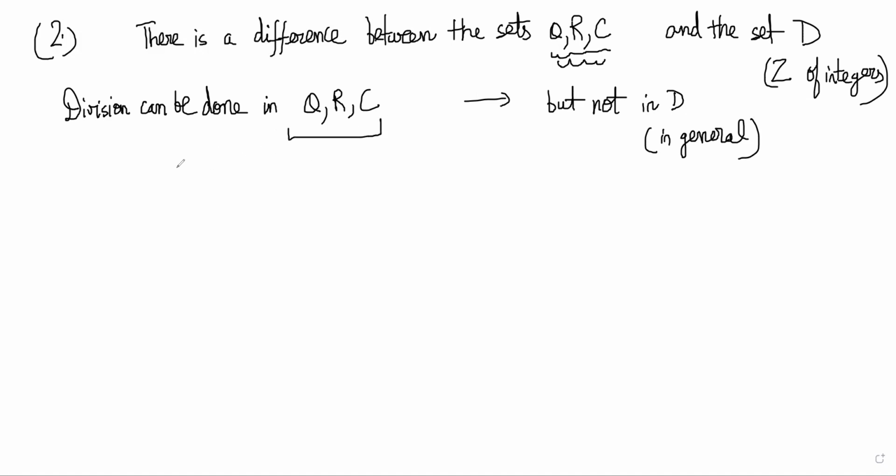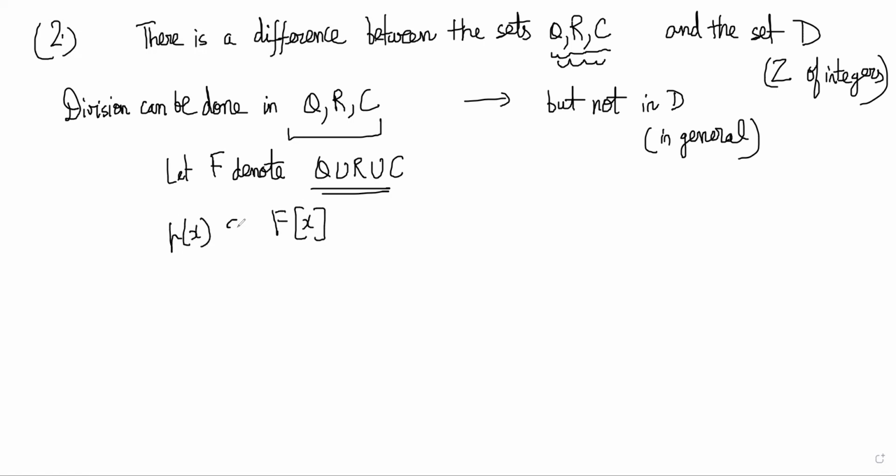We sometimes use the symbol F. Let F denote the union of Q, R, and C. And we will say our polynomials belong to the set F of X. P of x, let's say, belongs to this set. What that means is the polynomial's coefficients could be rational numbers, real numbers, or even complex numbers. So we are combining these three sets and calling it the set F, right? So the concept of exact division is similar in the set F, similar to what we have in integers.